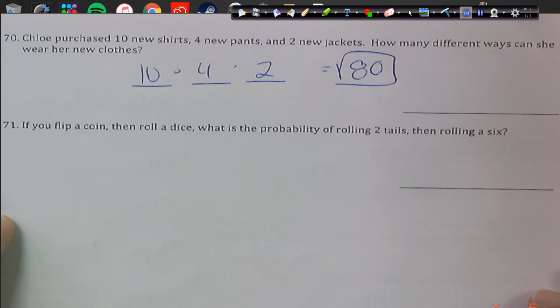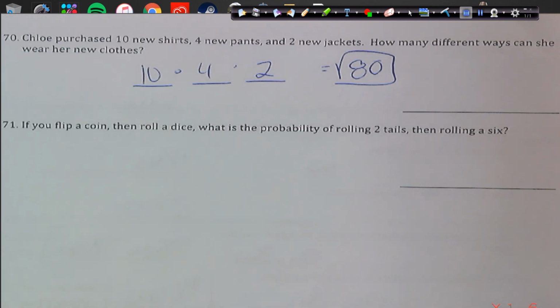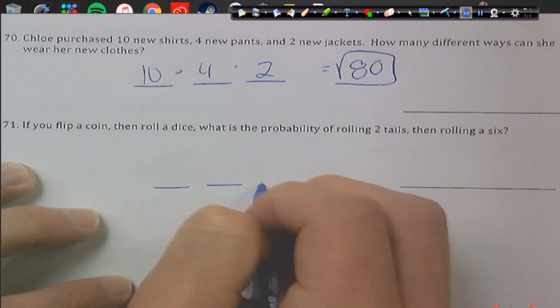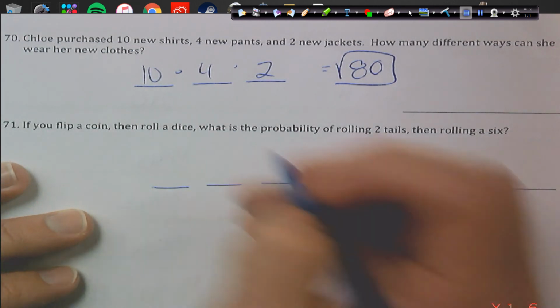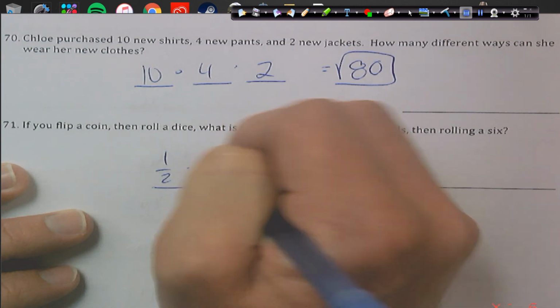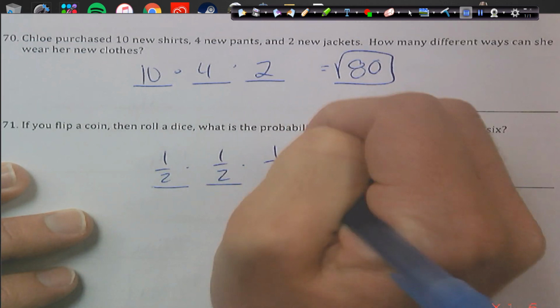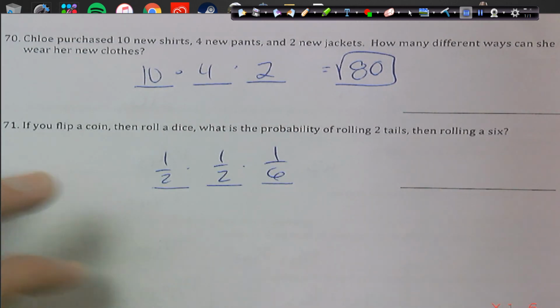You flip a coin, then roll a dice, then roll a dice. Roll a die, I think would be better. Was probably rolling 2 tails, which would be flipping 2 tails, and then rolling 6. Well, we actually, apparently it looks like we're doing 3 different things. So getting tails would be 1 out of 2, 1 out of 2, and then getting a 6 would be 1 out of 6. So we just multiply those through.